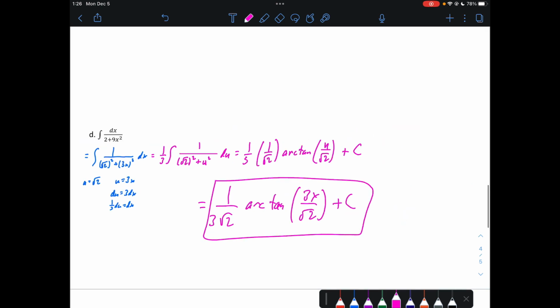Okay, so like I said, antiderivatives are going to come up a lot in the next couple chapters here. So it's important that we can recognize them and know how to find them with ease.